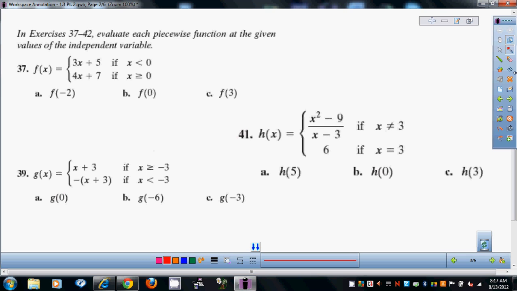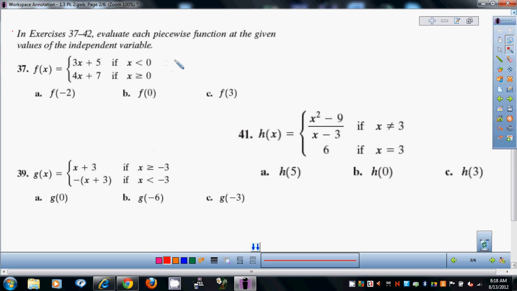Of course, even if you didn't, you could always make an XY chart. But say I only asked you to graph this for all values less than 0. So that's what we're going to start out doing. Actually, we're not. We're just going to work on plugging values into this, and we'll graph it in a second. Evaluate each piecewise function at the given values of the independent variable.